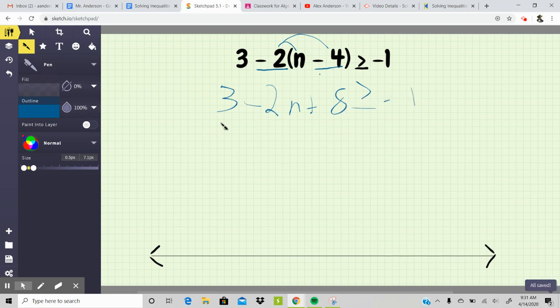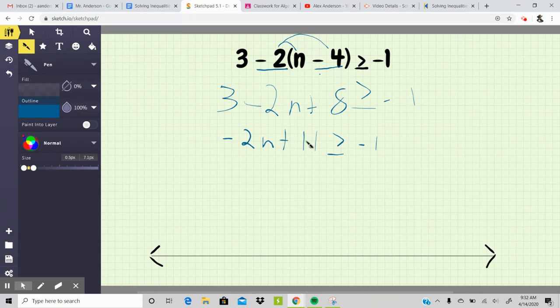Okay, and I see I have a 3 and an 8 that I can combine on the same side. So 3 and 8 becomes 11, so I have -2n plus 11 is greater than or equal to -1. Okay, and then I can add the 2n over to the right side if I wanted, and then have a +2n on that side. But I'm just going to leave it over here for now because I feel like it for whatever reason. And I don't have any other n's to combine it with.